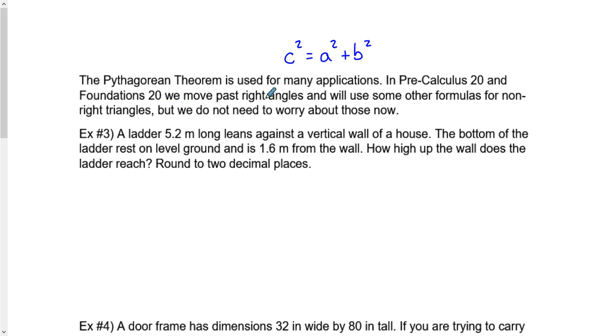Now, the Pythagorean theorem is going to be used in pretty much every single course that you're going to be doing for the rest of your high school career. But where this changes in Pre-Calculus 20, Foundations 20, and Workplace 30 is that it adds in the stipulation: what about if we don't actually have a right triangle?